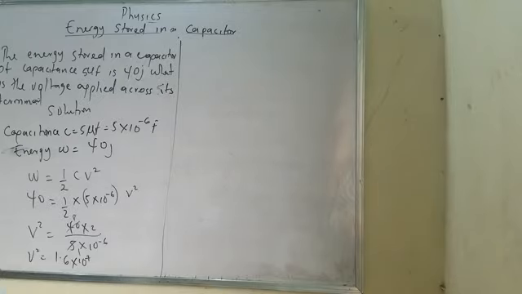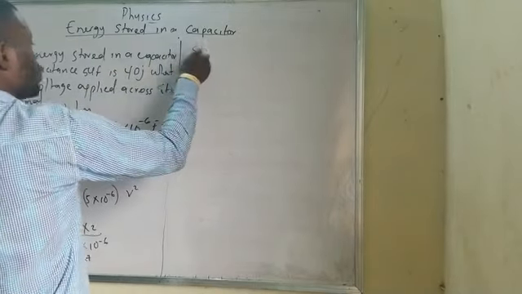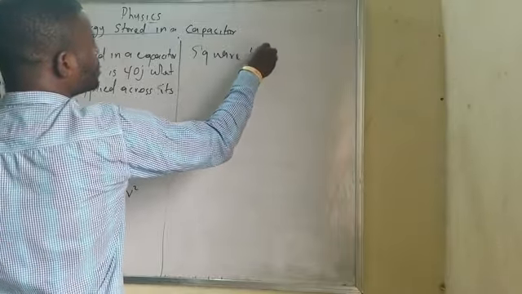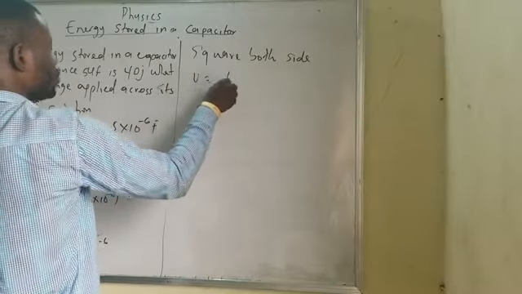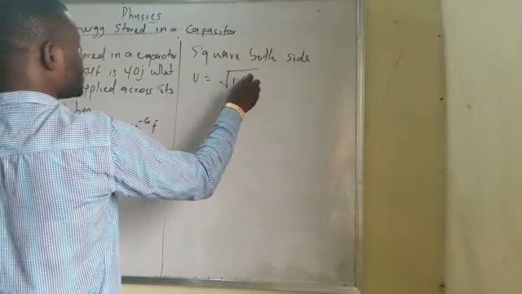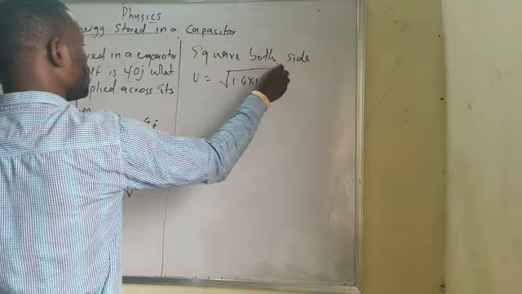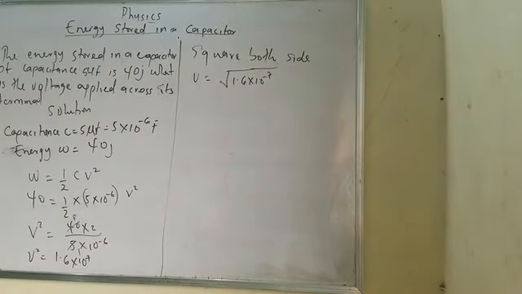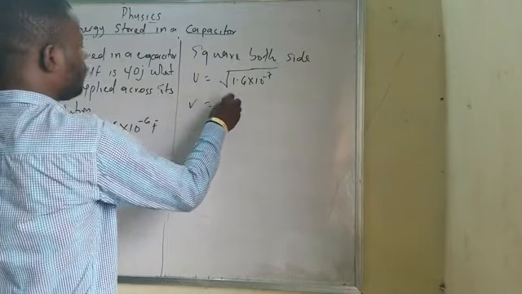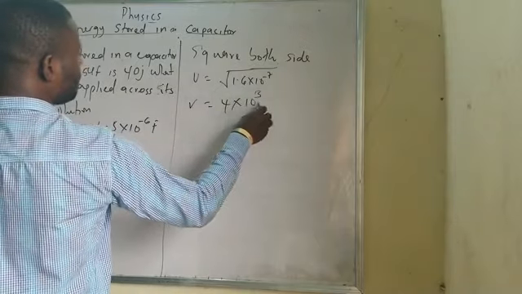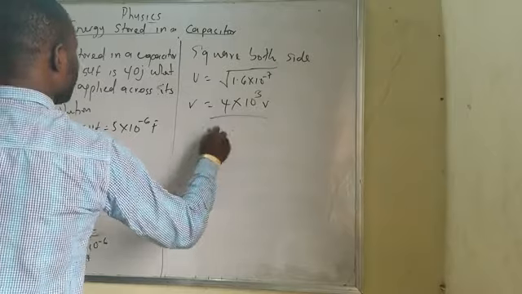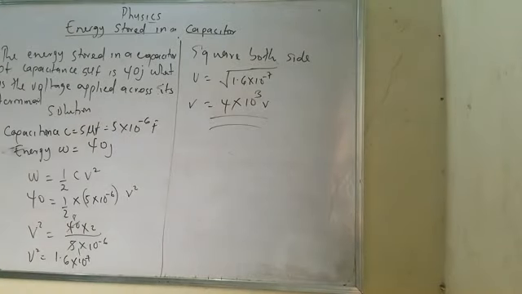Now, since I have it this way, I can take the root of both sides, which gives V equals root of 1.6 multiplied by 10 raised to the power minus 7. By so doing, I'll be having 4 root of 4 multiplied by 10 raised to the power 3 volts. That is my answer.